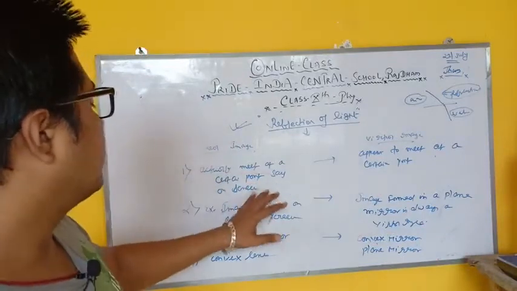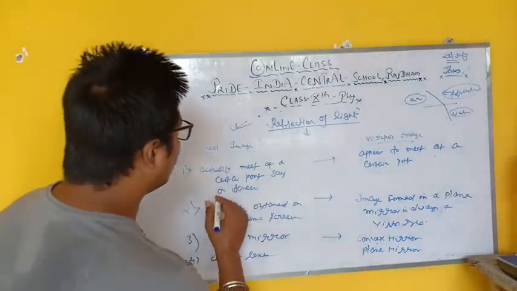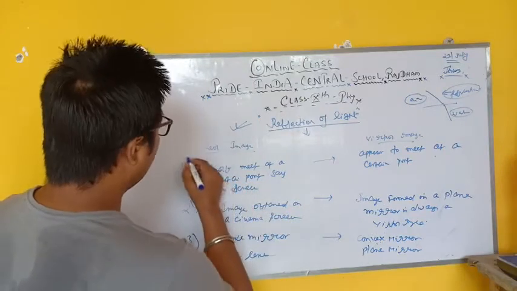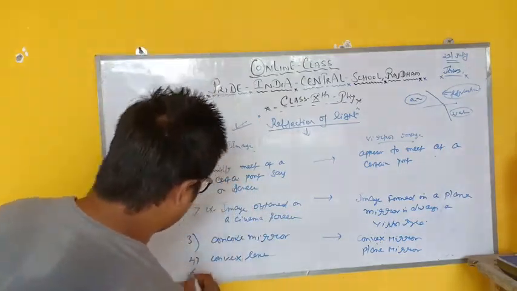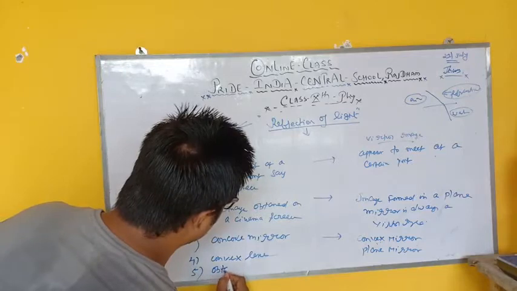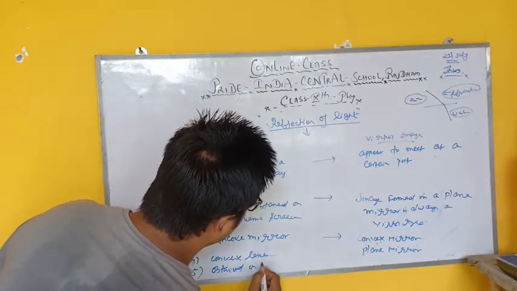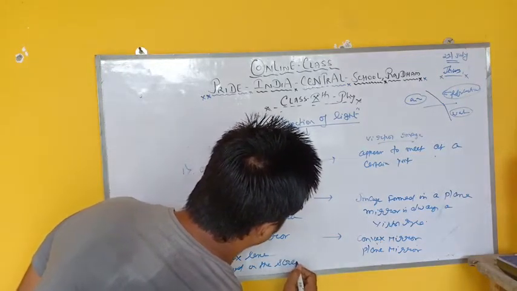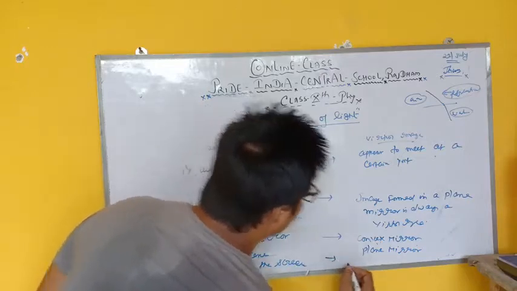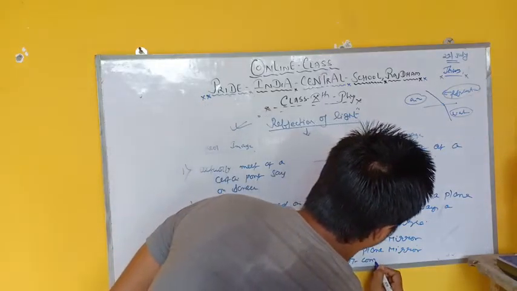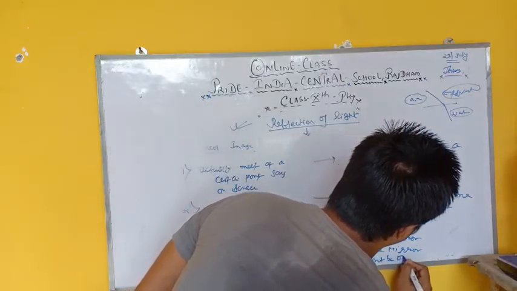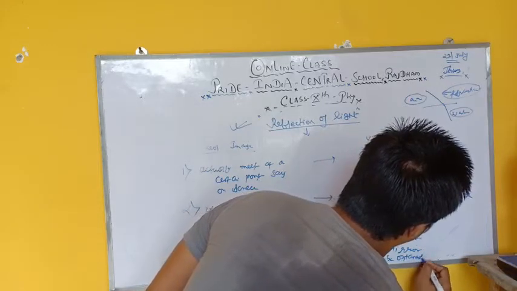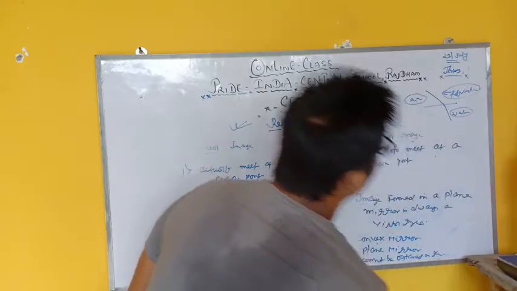A real image can meet at a certain point, say at a screen. Also we can say that it can be obtained on the screen, whereas a virtual image cannot be obtained on the screen. Okay.